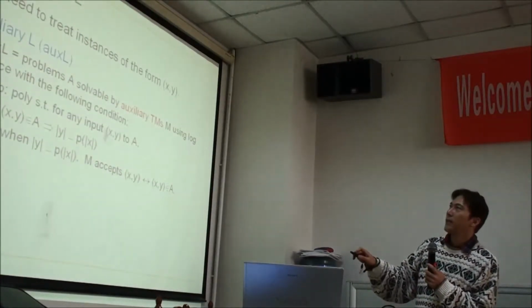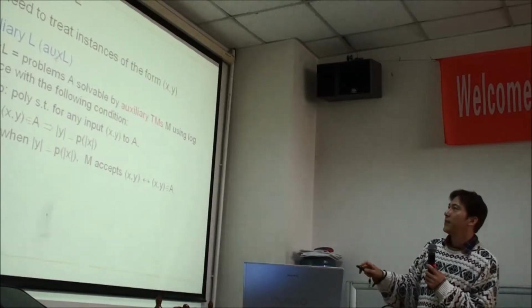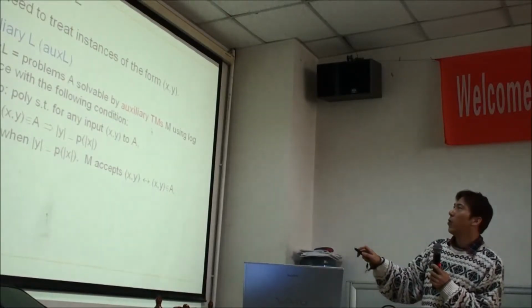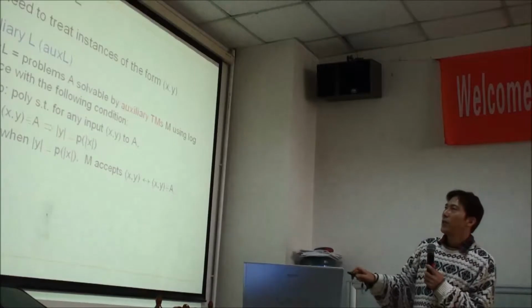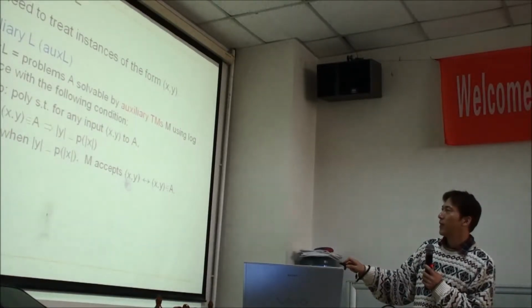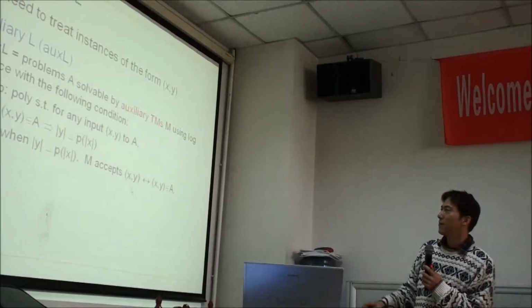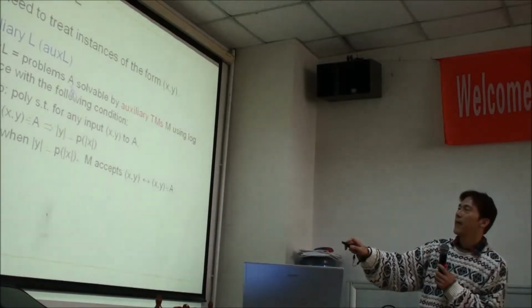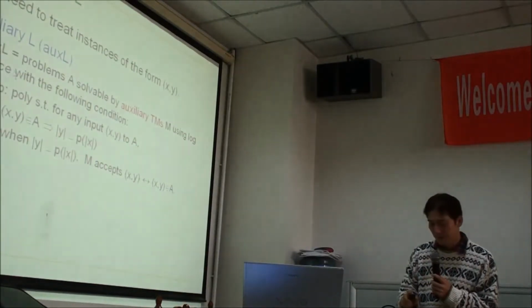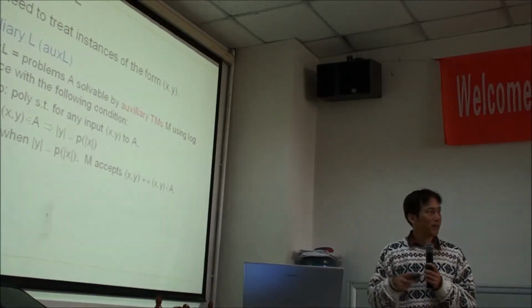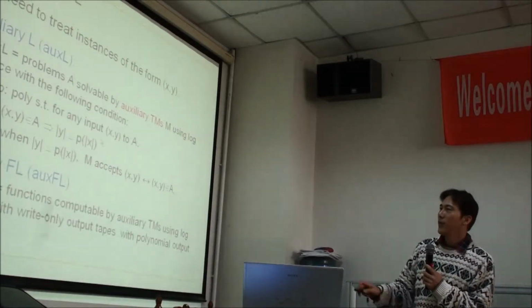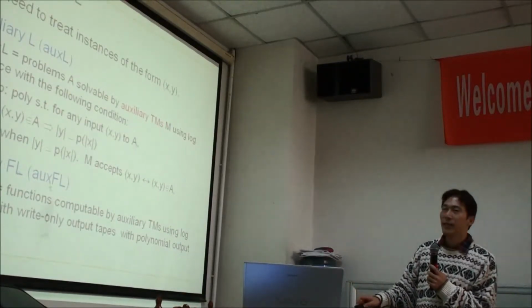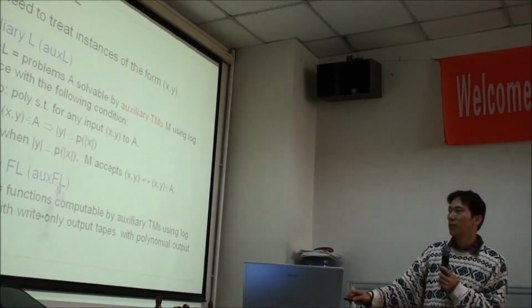So we define the auxiliary L. This takes an auxiliary deterministic Turing machine using logarithmic space to accept the pair x and y whenever x, y belongs to A. In this case, this particular set A is called auxiliary L. So this is just a simple extension of the standard L. And the functional version of auxiliary L is called auxiliary FL. F stands for the functional version of L.